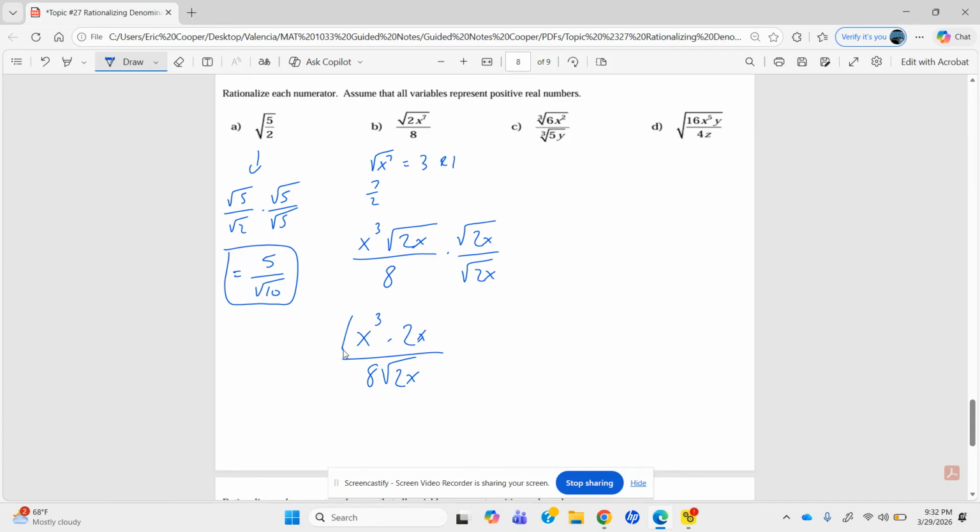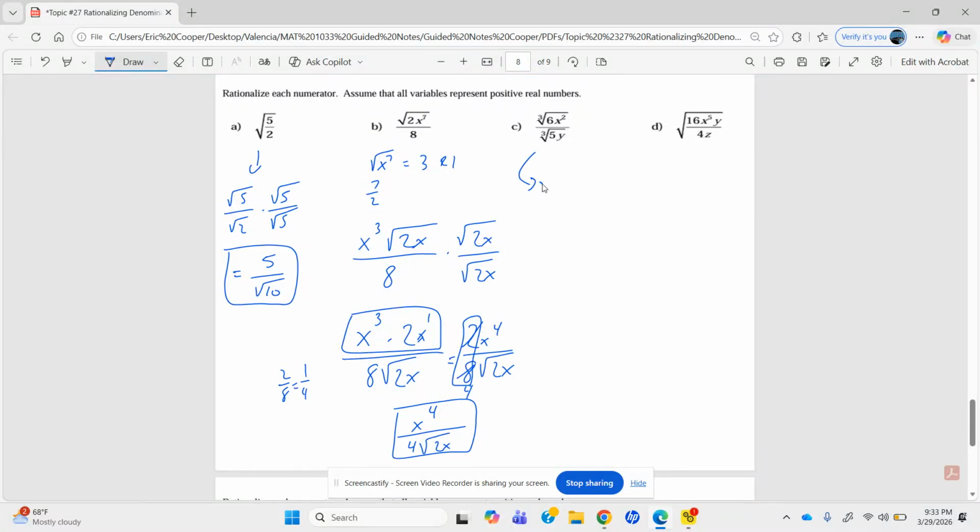Now this we can multiply. X cubed times x to the first. That's simply 2x to the fourth over 8 square root of 2x. And then 2 over 8 can reduce. We know 2 over 8 simply equals 1 over 4. So this goes away and this becomes a 4, making my final answer x to the fourth over 4 square root of 2x. Again, rationalizing the numerator, we just can't leave anything in the numerator.